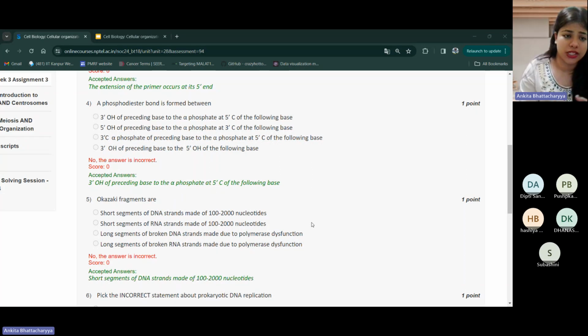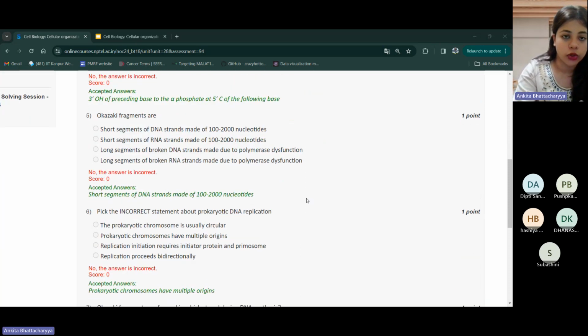deoxynucleotide. So based on this, because all of the options are quite similar, I'm not reading out all of them. The correct option will of course have the 3' OH of the preceding base with the alpha phosphate at the 5' carbon of the following base. So option A is correct among them. If there is any confusion, you can look at the diagram that we had seen in the previous class, where the chain of nucleotides is being formed, the order in which it is being formed. And of course, you can look at reference textbooks as well for more clarity.